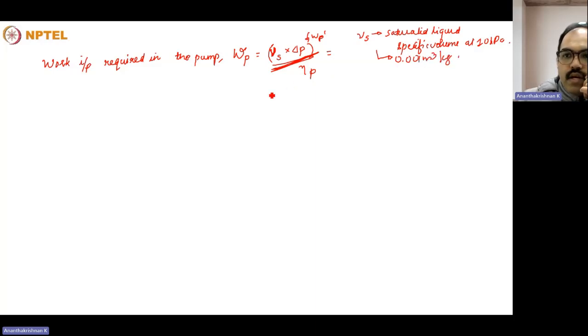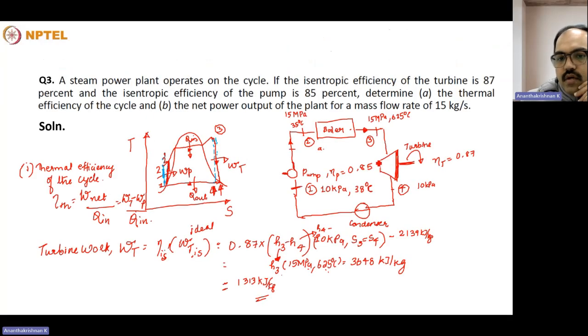And the two pressures are given at the input and the output. The output will be 15 megapascal, so we can write it as 15 into 10 cube kilopascal, and the input is 10 kilopascal. So we can get the result in terms of kilojoule per kilogram. And the pump efficiency is given as 0.85. So this will be equal to 17.64 kilojoule per kilogram.